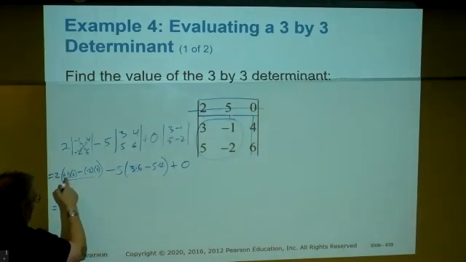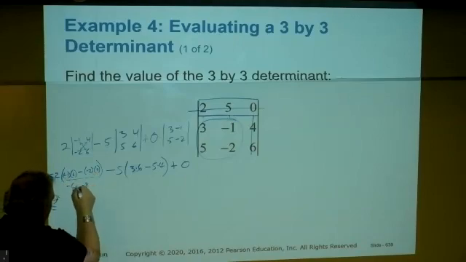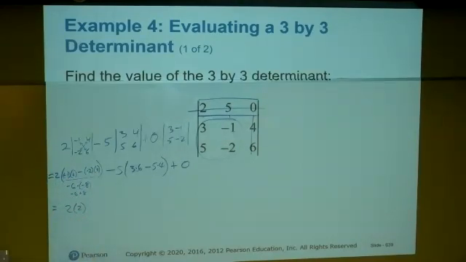And now -1 times 6 is a -6. -2 times 4 is a -8. So I'm subtracting a -8. So this is a -6 plus 8. So this gives me 2 times 2, because -6 plus 8 is 2.